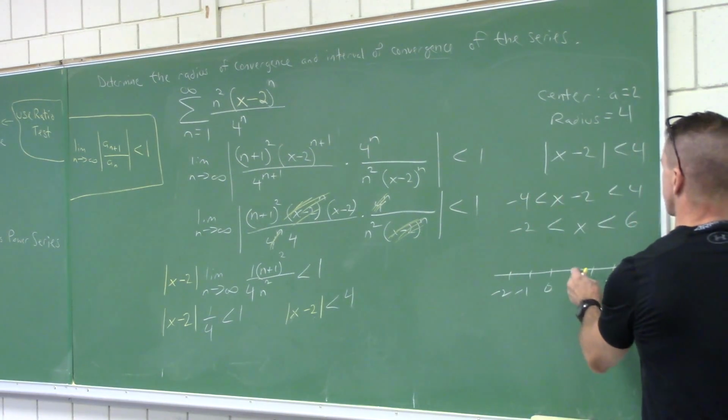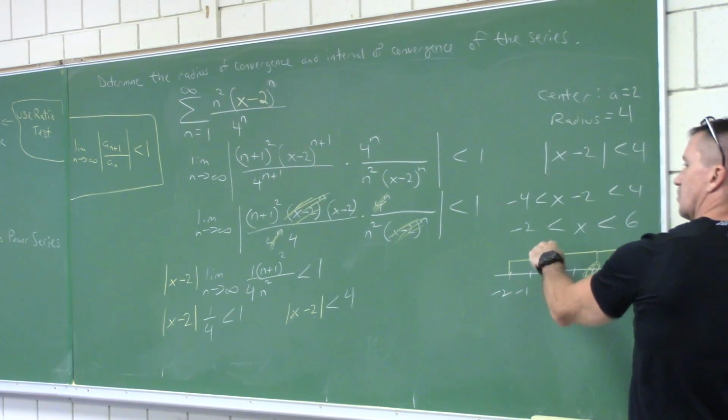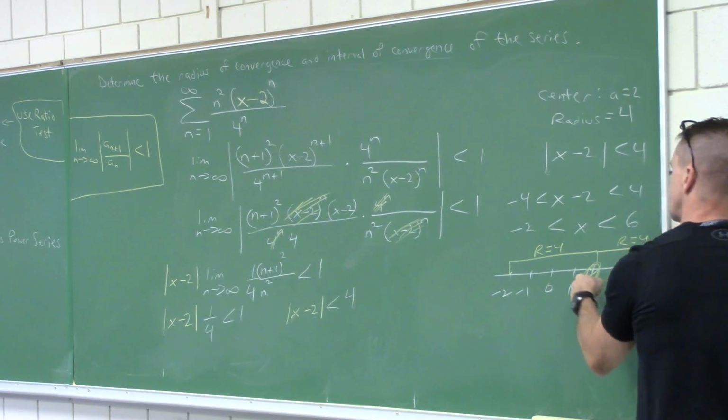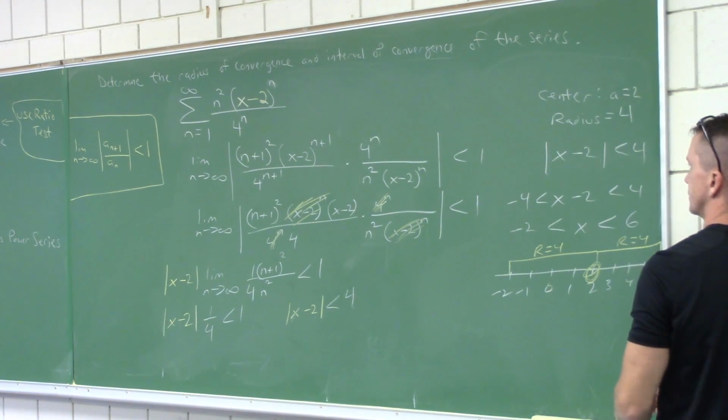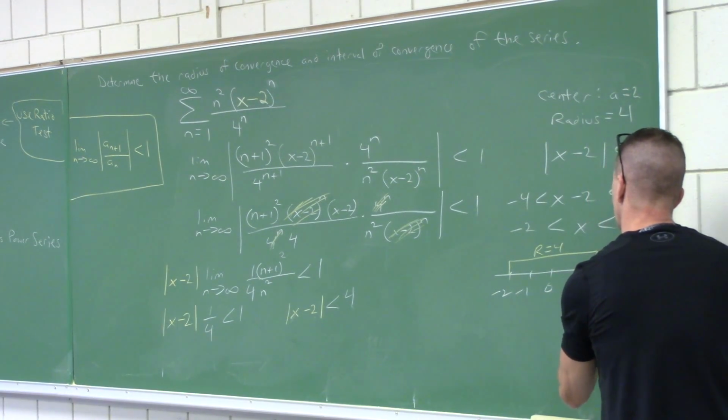Yeah, here's the center. And how far is it? Either way, the radius is what? The radius is centered at 2. So the back of the book would write this: R equals 4.